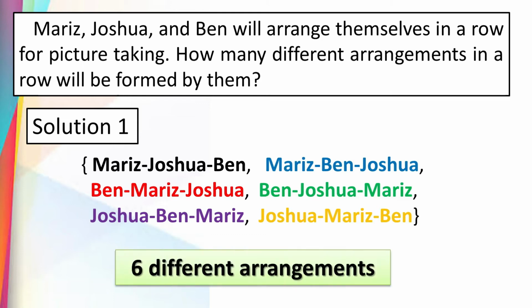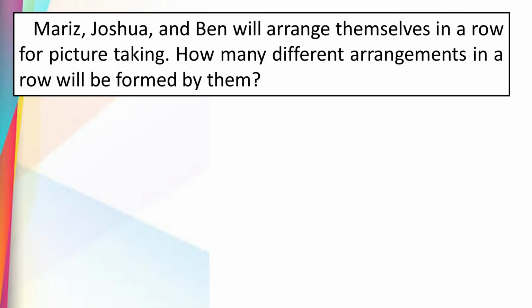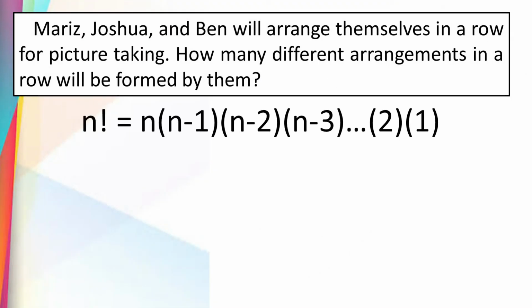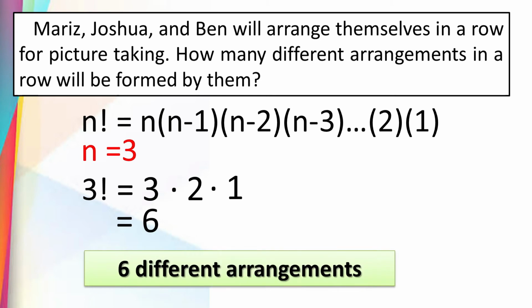Another solution to answer the situation is by applying the concept of permutation. Use the formula n factorial is equal to n times quantity n minus 1 times quantity n minus 2 times quantity n minus 3 and so on up to 2 times 1. There are 3 persons to be arranged, so n is equal to 3. 3 factorial is equal to 3 times 2 times 1. And 3 times 2 times 1 is equal to 6. Therefore, there are 6 different arrangements.